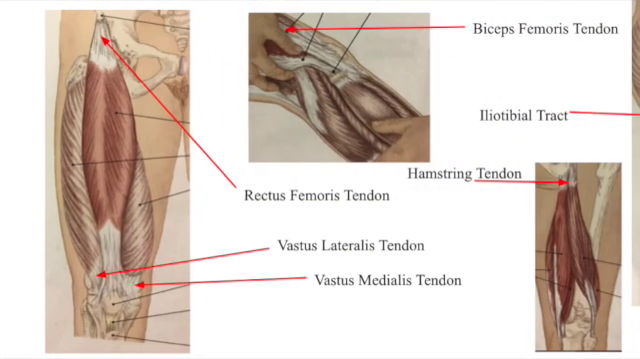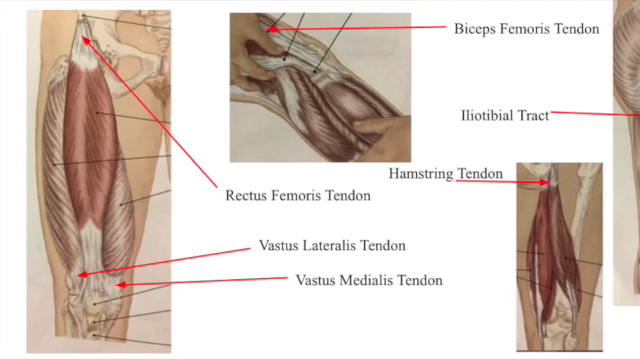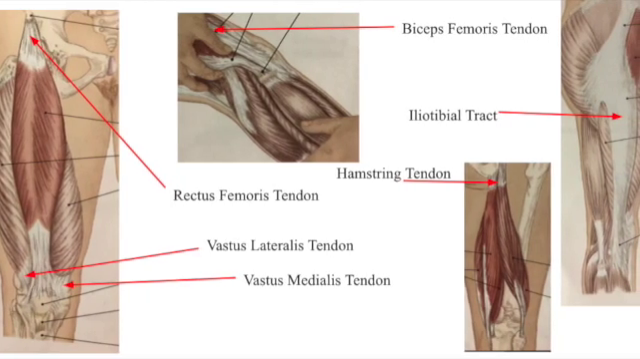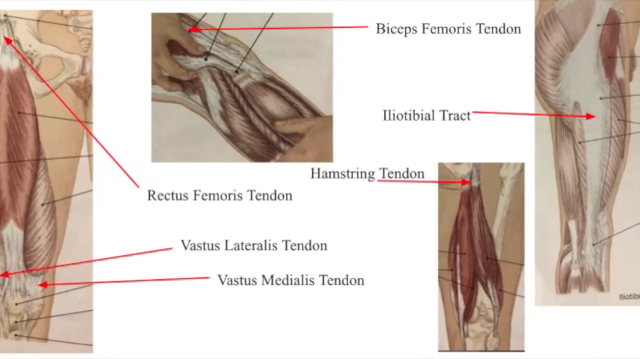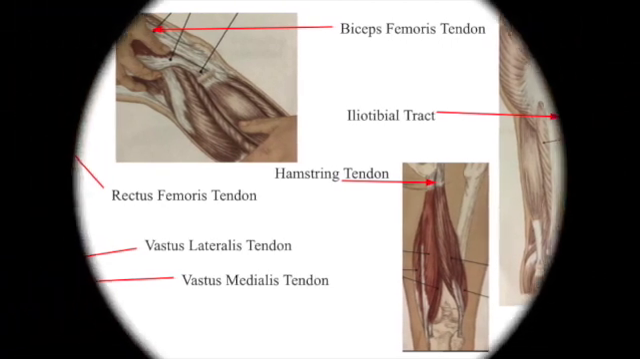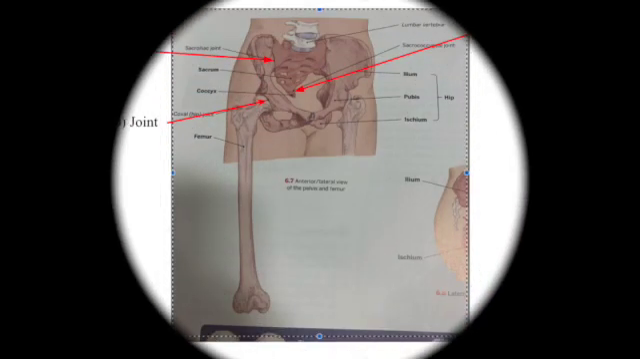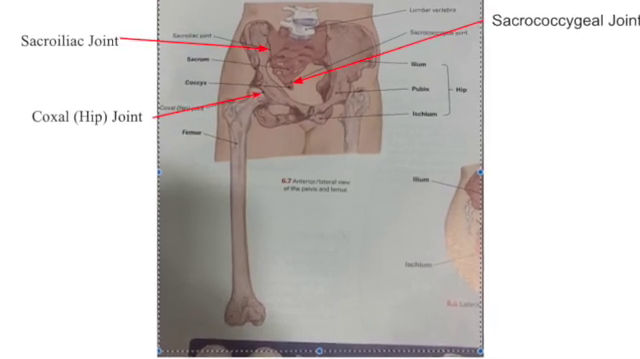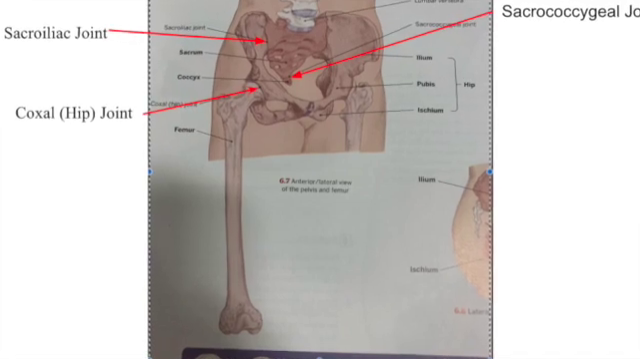Now I'm going to move on to the tendons of the pelvis and thigh. There are only a few tendons in the pelvis and thigh. These tendons are the rectus femoris tendon, vastus medialis and vastus lateralis tendons, the biceps femoris tendon, the iliotibial tract, also known as your IT band, and lastly, your hamstring tendons. Last thing I'm going to talk about with the pelvis and thigh are the joints. There are only 3 joints, and they are the coxal joint, also known as the hip joint, the sacroiliac joint, and the sacrococcygeal joint.